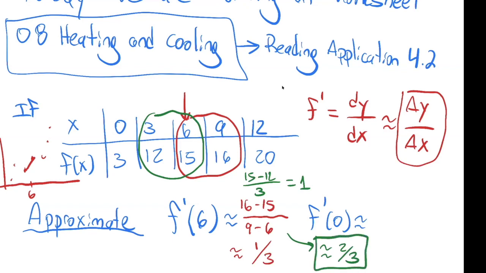So if we were asked to give the best possible approximation based on this table, then this would be the best estimate because this takes into account both what happens after 6 and what happened before 6.